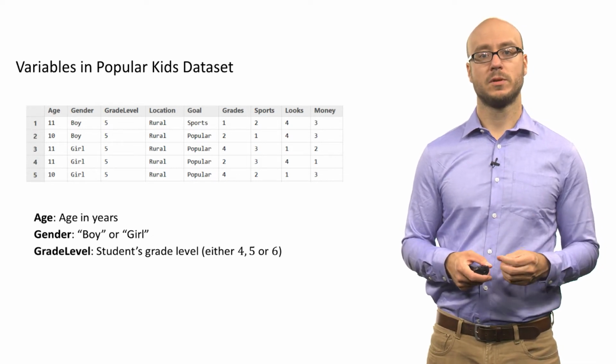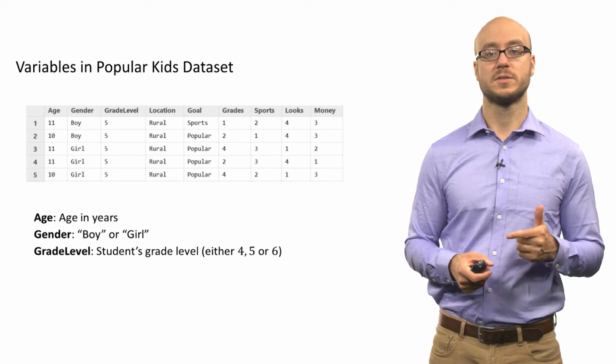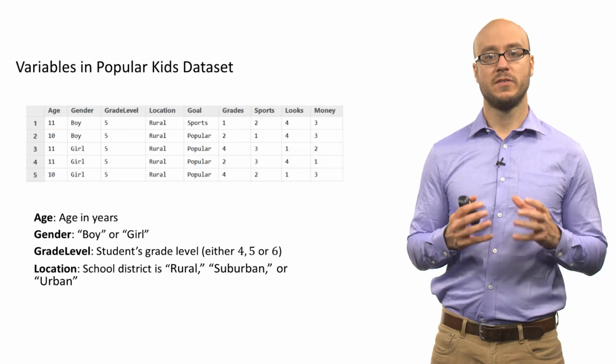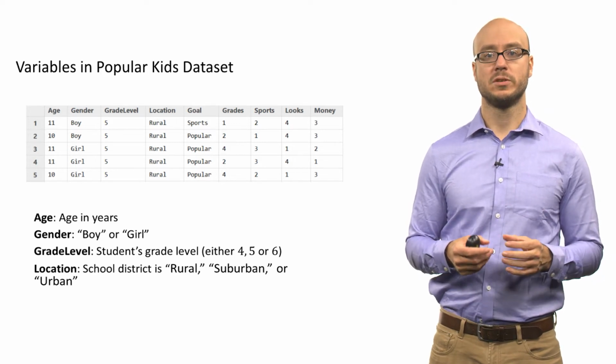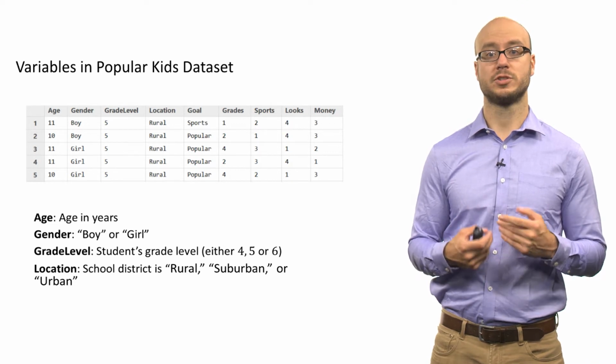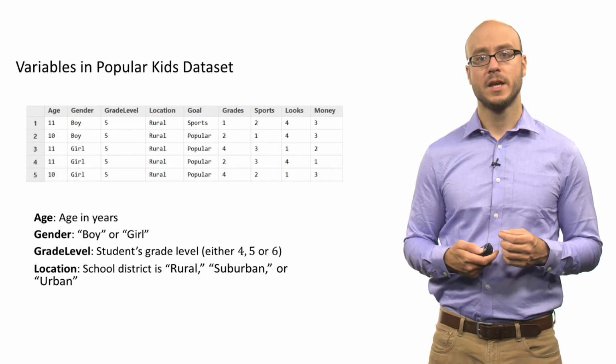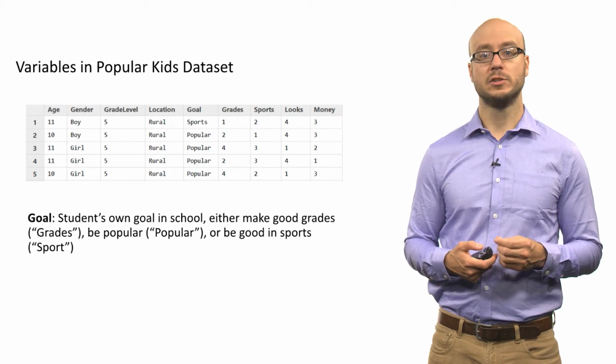We also have the variable grade level, which is the student's grade level. They're either in the 4th, 5th, or 6th grade. We also have a variable for location, so we have information on the school district where the student is located. Is the school district rural? Is it suburban? Or is it in a city? Is it urban?